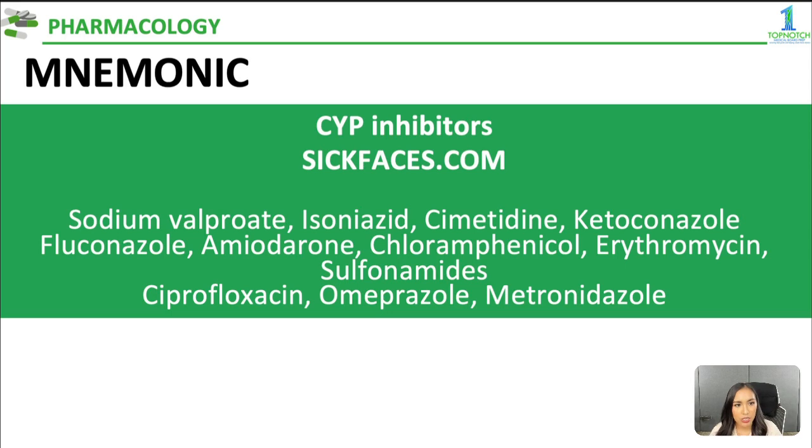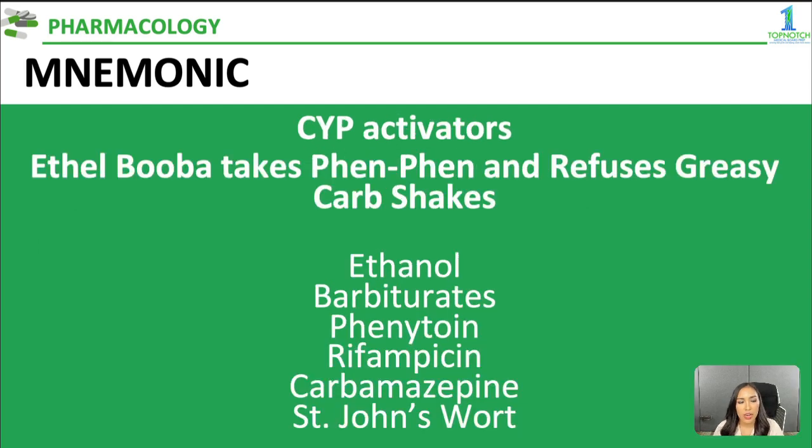CYP inhibitors, sickfaces.com. Sodium valproate, isoniazid, cimetidine, ketoconazole, fluconazole, amiodarone, chloramphenicol, erythromycin, sulfonamides, ciprofloxacin, omeprazole, and metronidazole. How about CYP activators? Ethylbuba takes fen-phen and refuses greasy carb shakes. Ethanol, barbiturates, phenytoin, rifampicin, carbamazepine, and St. John's wort. And that's it for pharmacology.